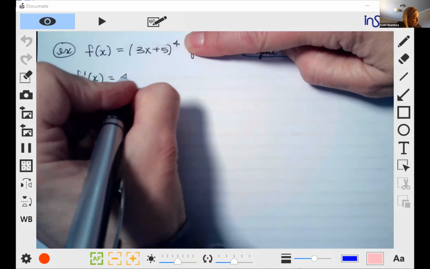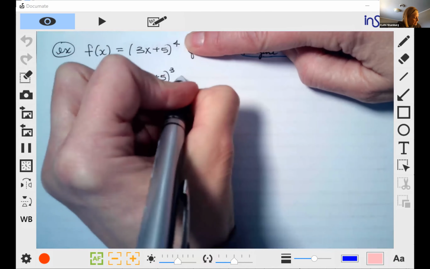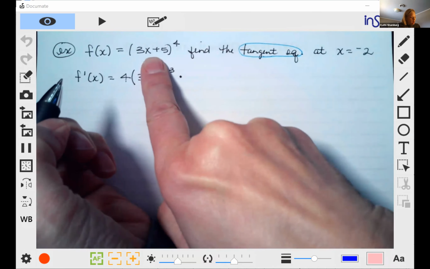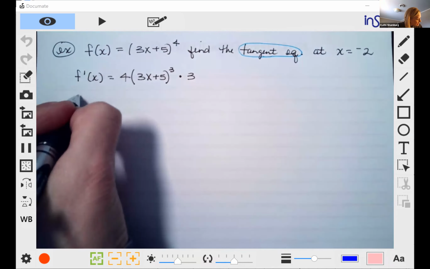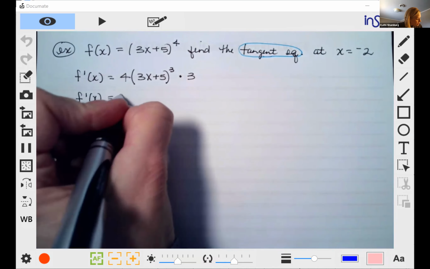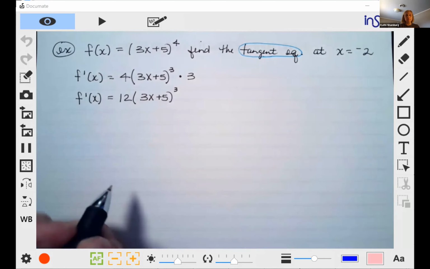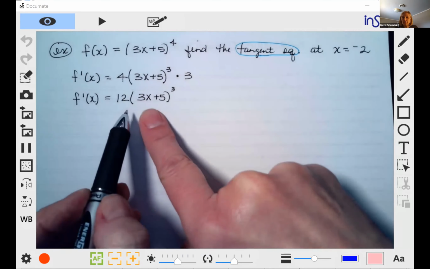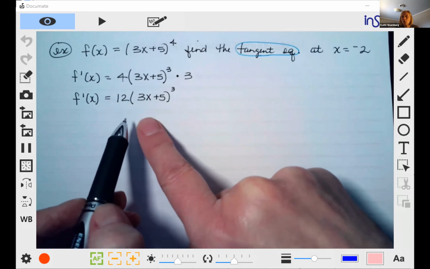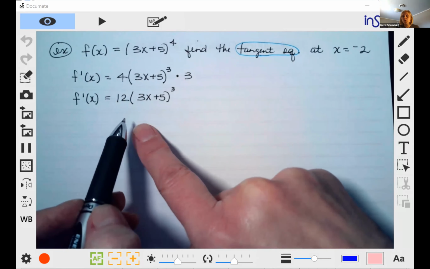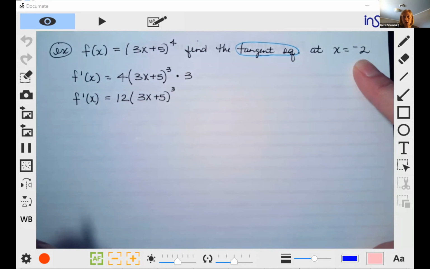So 4 times 3x plus 5, 4 minus 1 is 3, times, don't forget to take the derivative of the junk. So I look at that, and that would just be 3. So that one's pretty easy. So I can multiply my 4 times 3, and I get 12 times 3x plus 5 raised to the third power. Okay, so this is the slope of your tangent line, because remember the first derivative is what gives us the slope. So I'm going to substitute in -2 to find out the slope of my line.